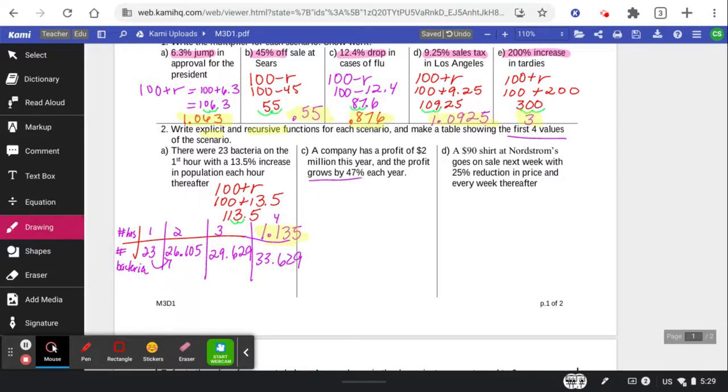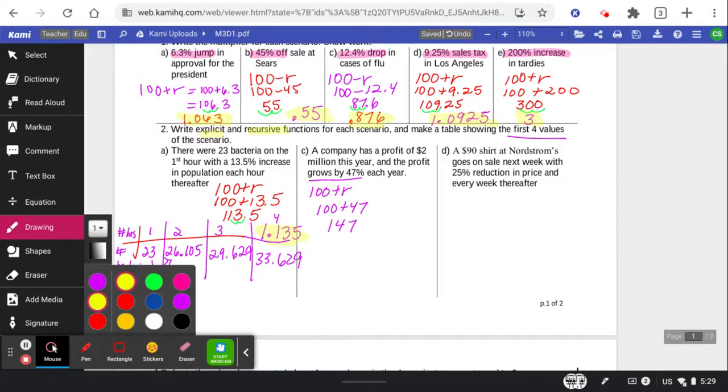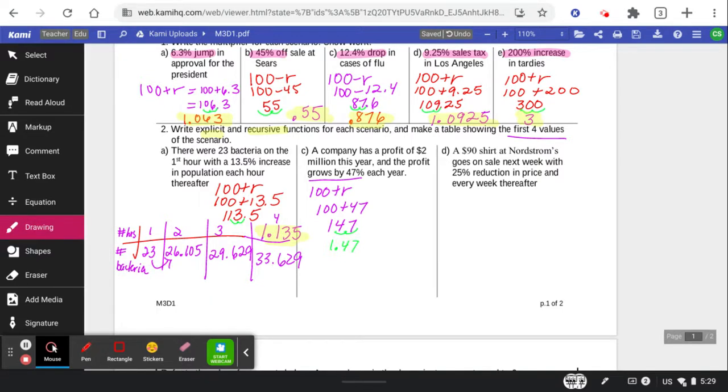Okay, growing by 47% is a 100 plus 47 or 147. We move the decimal twice. This is a 1.47 multiplier. Now we can go make our table.